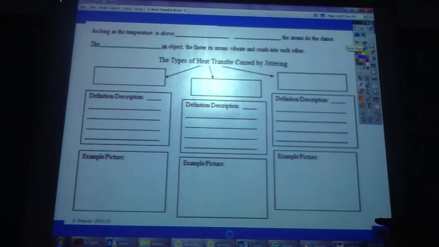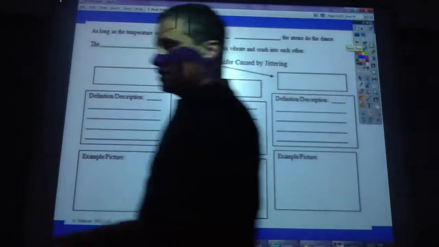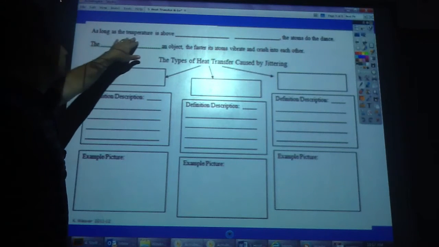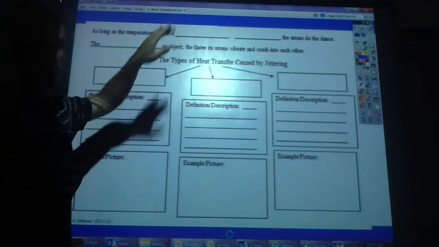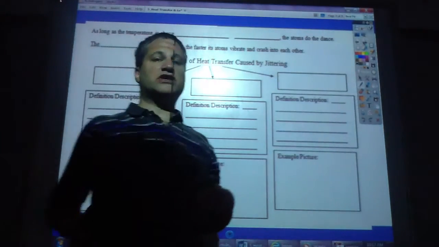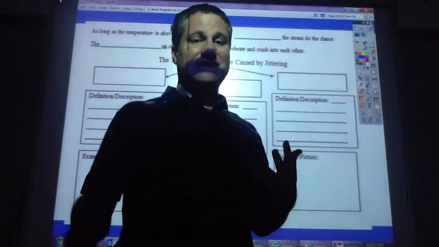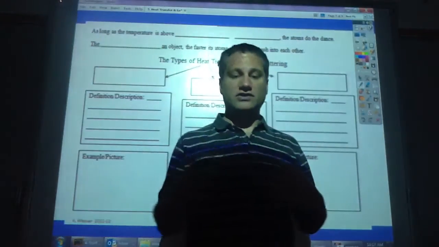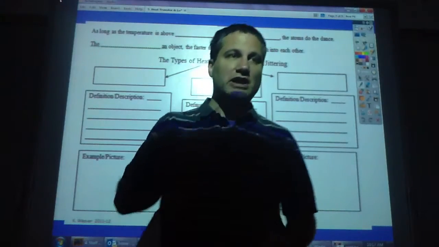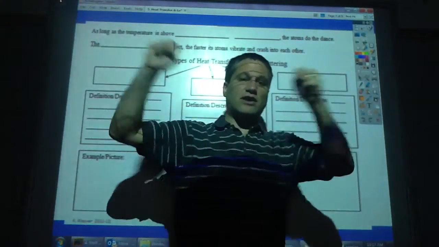So go ahead, hit pause, and take a moment and read all that. Okay, so I just gave you some words and examples. We're going to put it down again. Now, one of the things I did mention is that as long as the temperature is above a certain temperature, and there's a special temperature, heat causes the molecules to jitter around, to vibrate around. And so the hotter it is, the faster those molecules are going to move around.